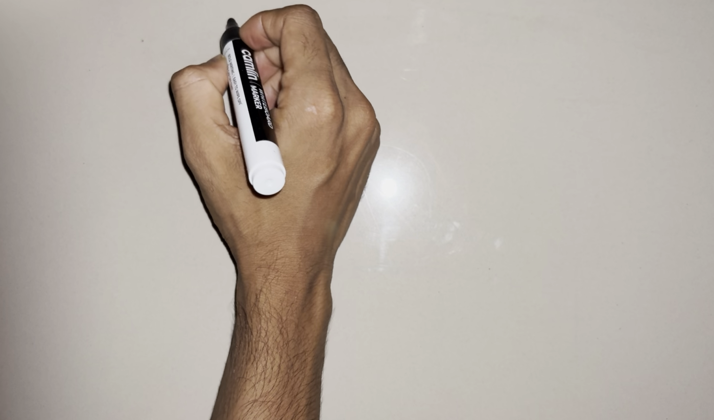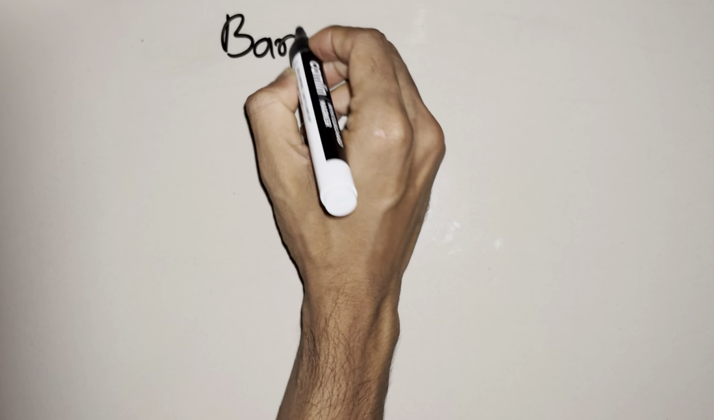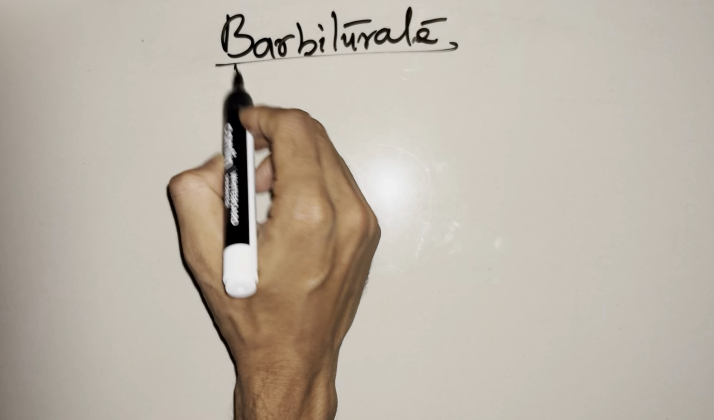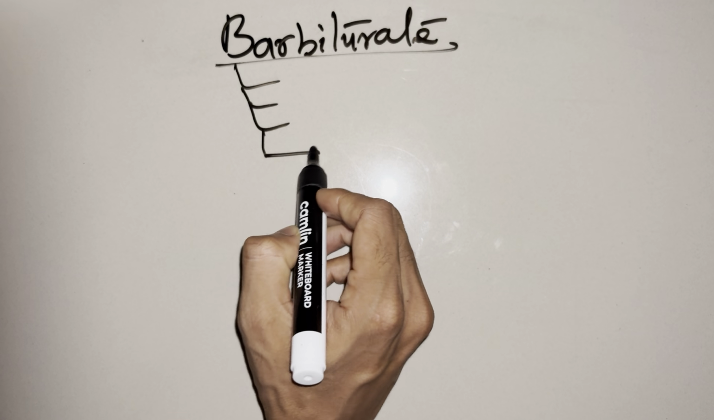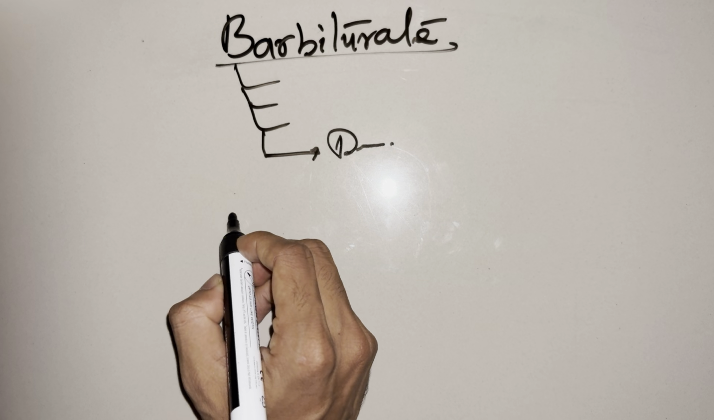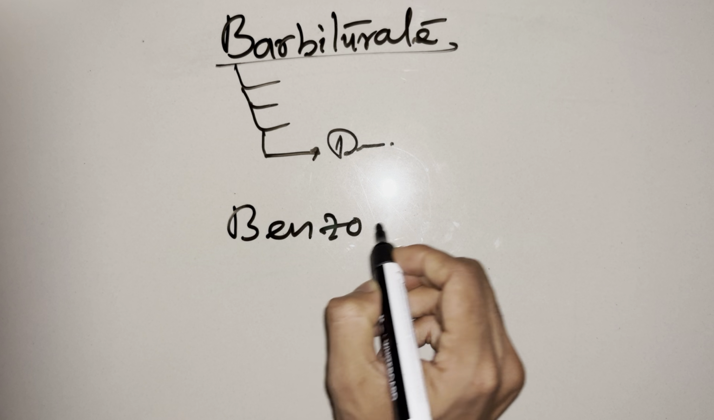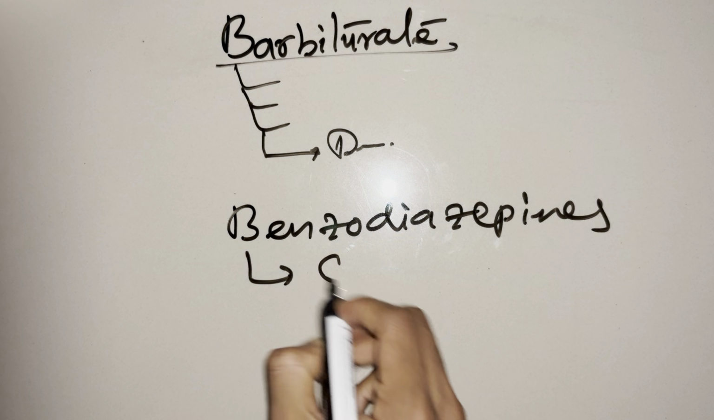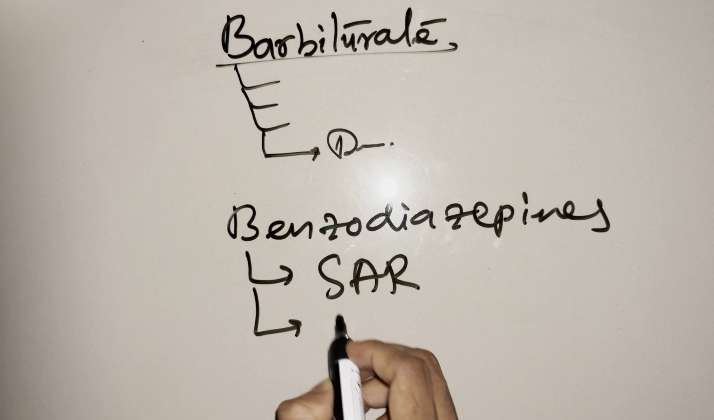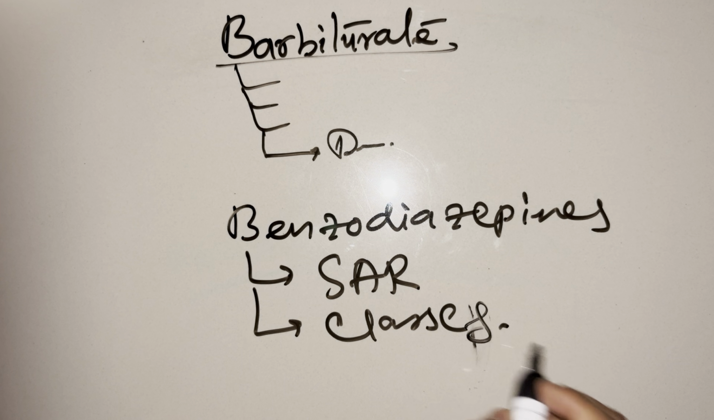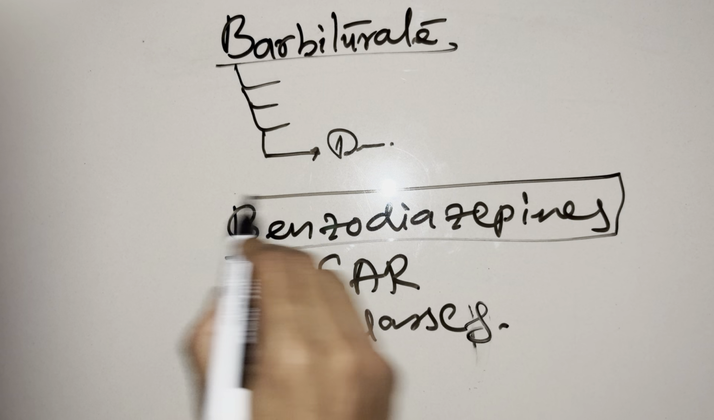So hi everyone, in the last class we have seen about the barbiturates and their derivatives, their mechanism, structural activity relationship, their different classes and their derivatives. Now today in this class we will see about benzodiazepines, their SAR, then different classes and their derivatives. So let's start benzodiazepines.